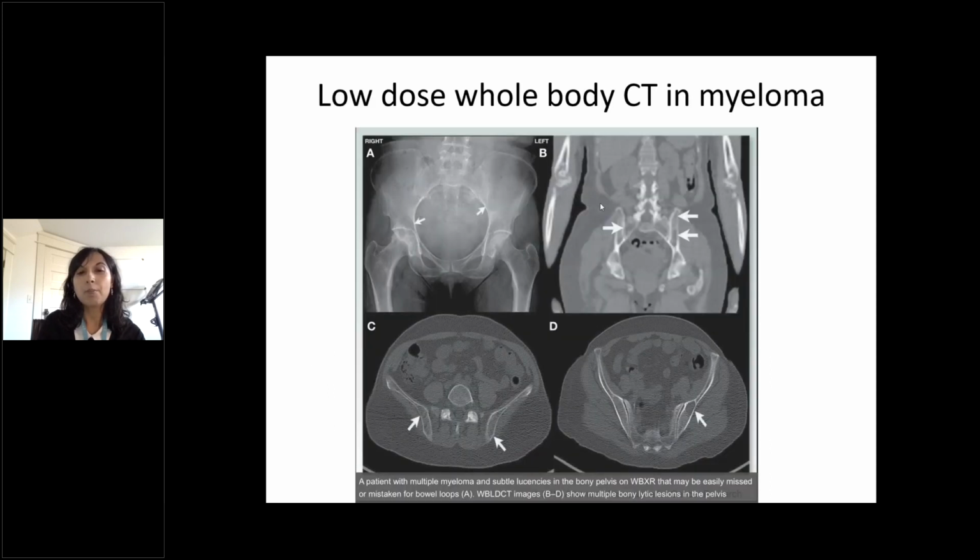So the top images show X-rays, and it can sometimes be subtle to tell on X-rays and a little bit more obvious, at least to the trained eye of a radiologist, on CT to pick up these bone lesions.